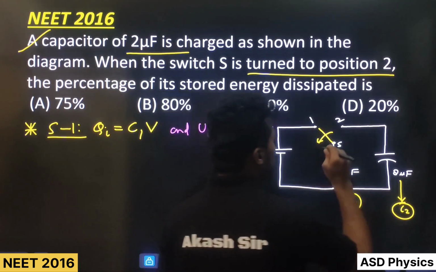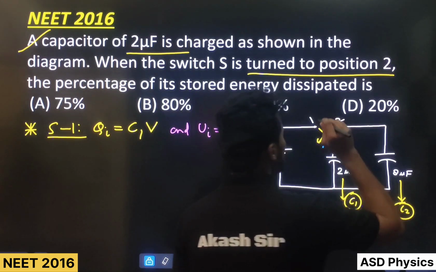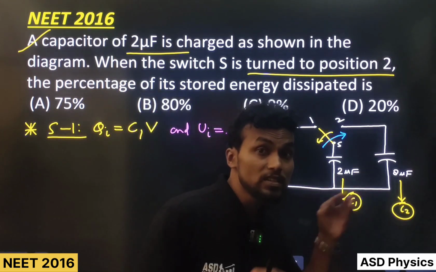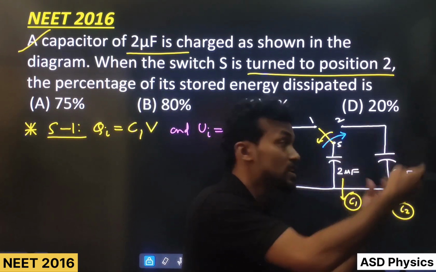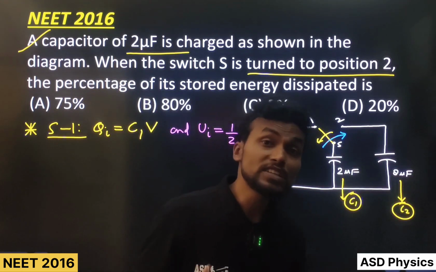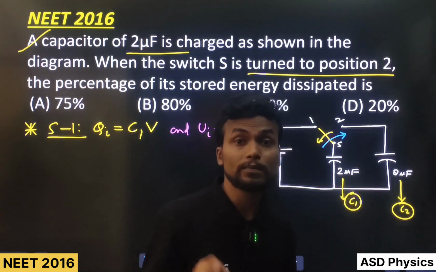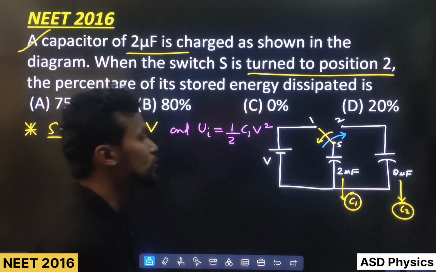Okay, now what will happen when S comes in contact with 2? This charged capacitor will start to transfer energy to the other capacitor, but till which situation? Till the potential of both the capacitors becomes equal. Okay, that we are going to learn now.